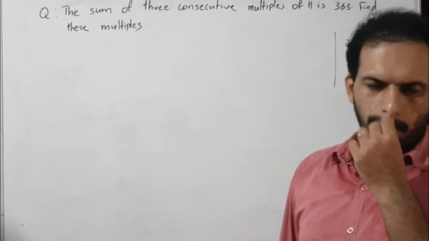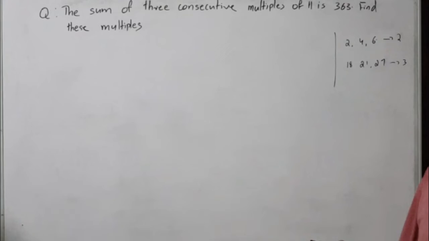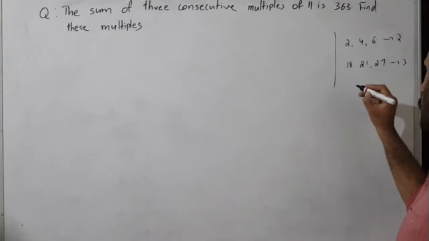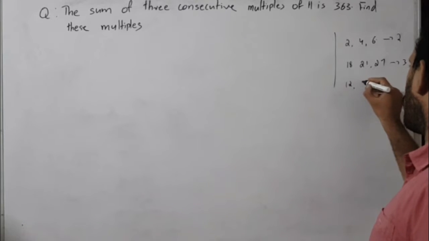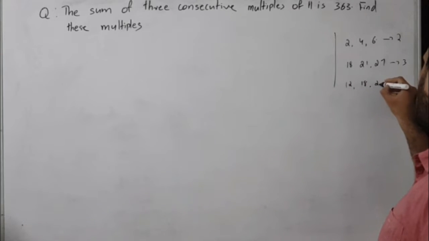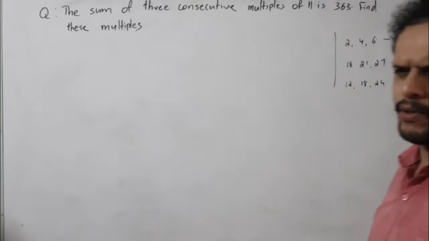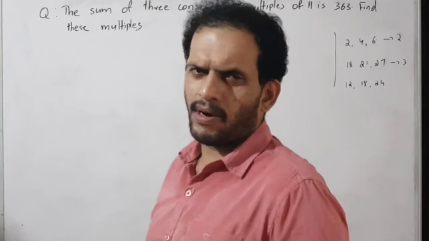Okay, so like this, what are 3 consecutive multiples of 6? The consecutive multiples of 6 are 12, 18 and 24. It's possible to write many consecutive multiples of one number.